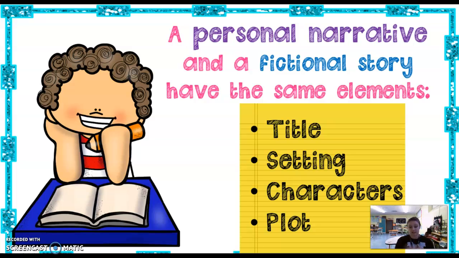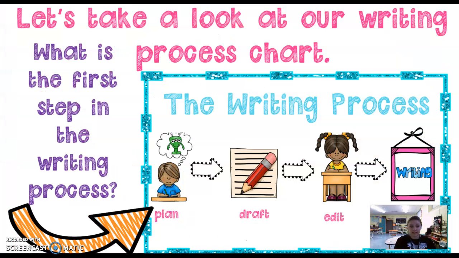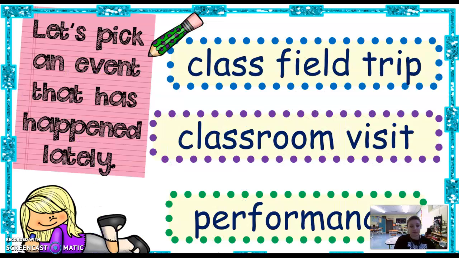They both have titles, they both have settings, they both have characters, and they both have plots using first, next, then, last. We're going to work together to plan a personal narrative. Our first step in the writing process chart is to make a plan. And we're going to use a planning template to plan our personal narrative together. We're going to pick an event that has happened. It's not something that happened recently, but this year is a little bit different. We don't have as many shared experiences.